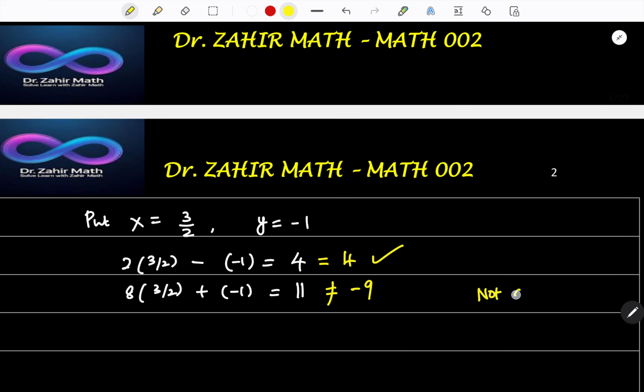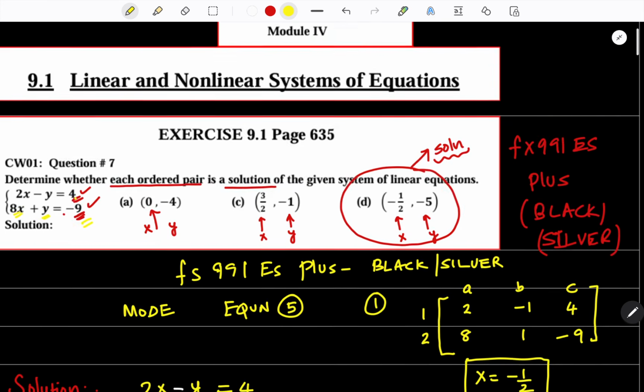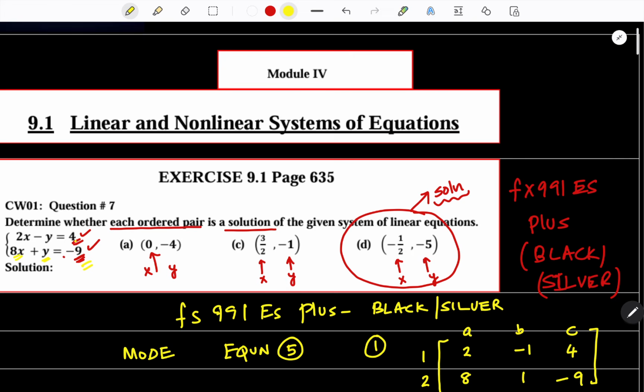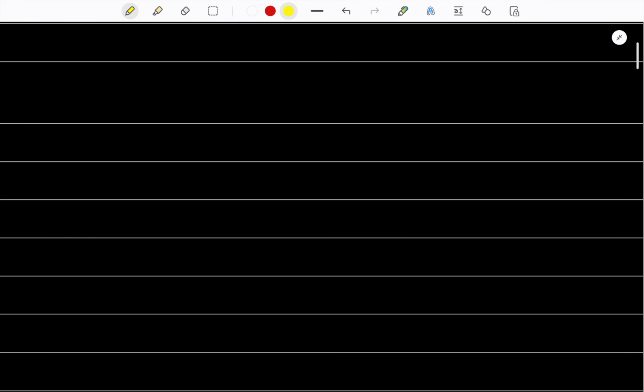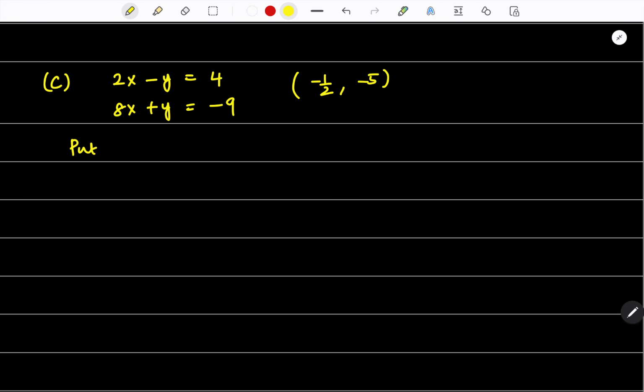So what is the final answer? It's not a solution, right? So 2 things I verified, it's not a solution. Now the third thing, negative half and negative 5, I'm going to put it. So let's write the equation. Question C, which is 2x minus y is equal to 4 and 8x plus y is equal to negative 9. So I'm going to put the third point, which is negative half comma negative 5.